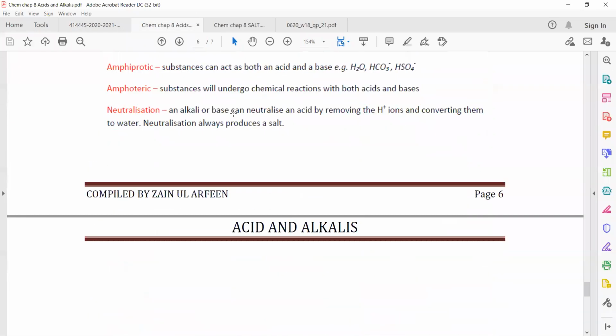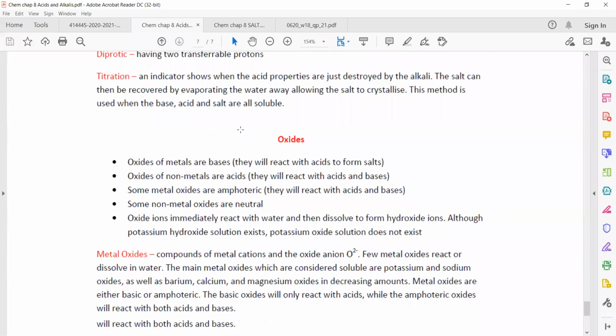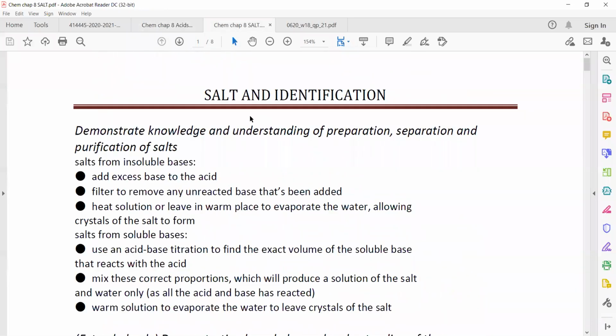With this, a summary for the part. Now, demonstrate the knowledge and understanding of preparation, separation and purification of the salt. So what we will do, first we will add excess of base, to make the salt from an insoluble base. Insoluble base here means we can have metal, metal oxide, or metal carbonate. All these refer to an insoluble base, a solid. So we add an excess of base to acid.